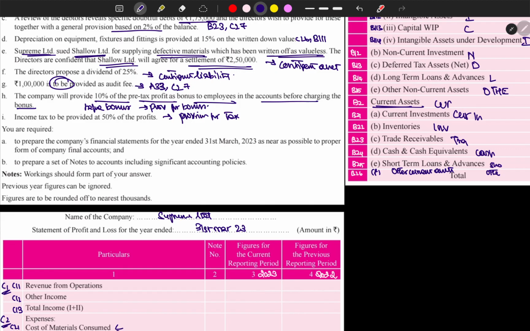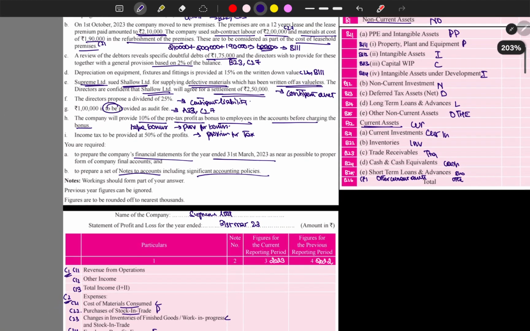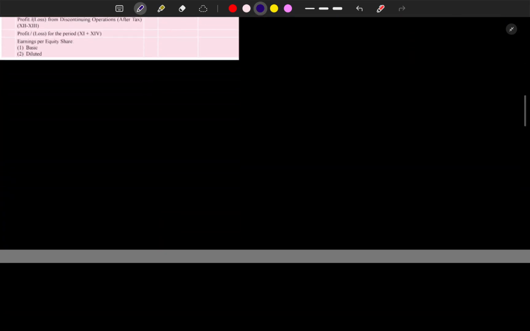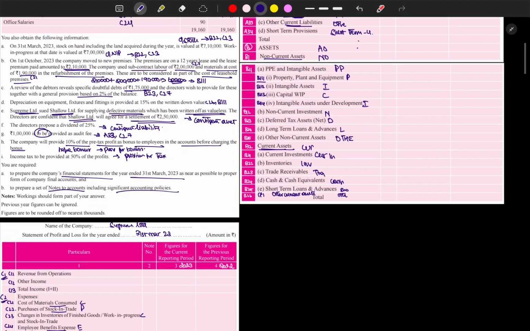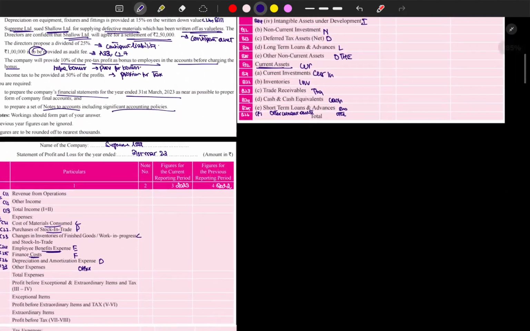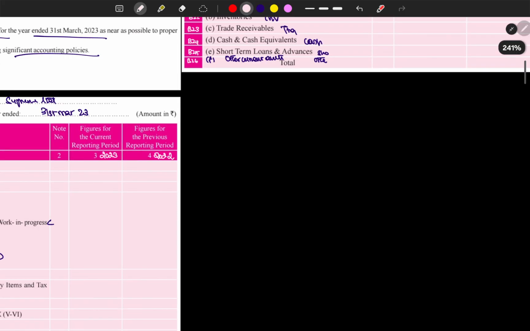Required financial statements to prepare: they have asked us to prepare the financial statements for the year ended 31st March 2023, and you have to prepare the notes to accounts for the specific entries. So these are the entries we have to work out while we are addressing the notes to accounts. I hope you have understood this problem. Let's start notes to accounts.